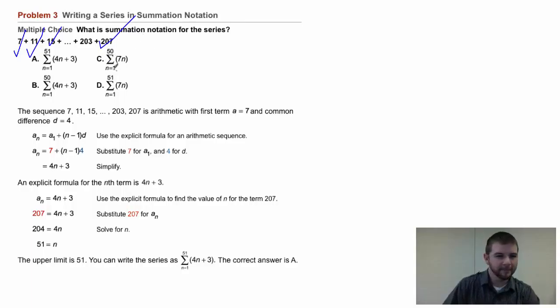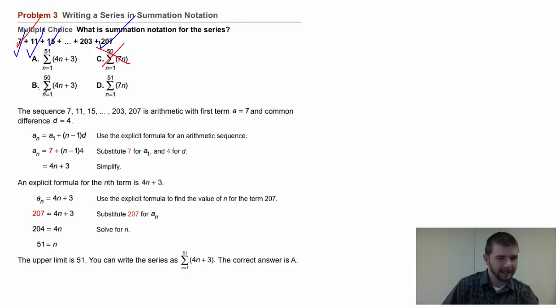Let's check C. First we would substitute in 1 for n, and our first term would be 7 times 1, 7. Let me switch colors. So C works for our first term. For our second term we would substitute 2 for n. 7 times 2 is 14. Right away C does not work.